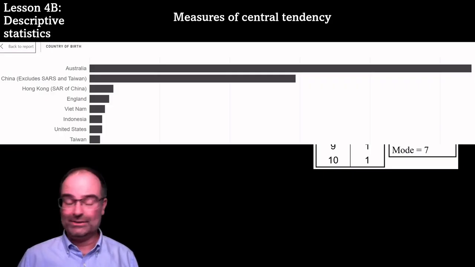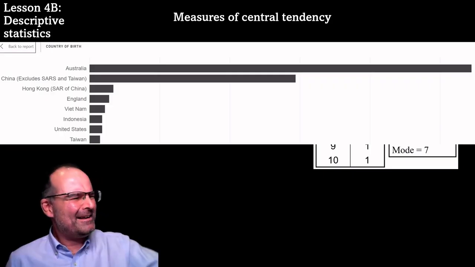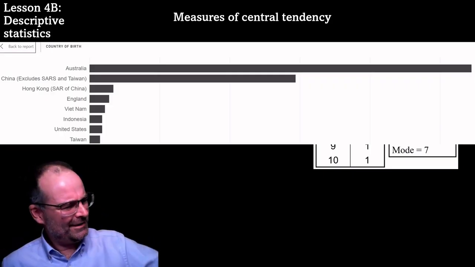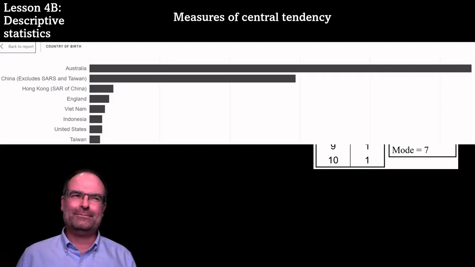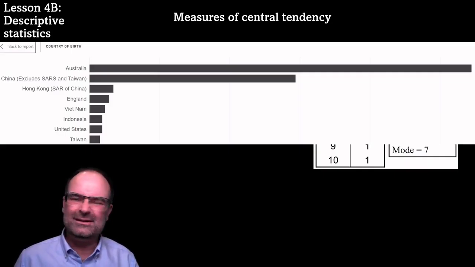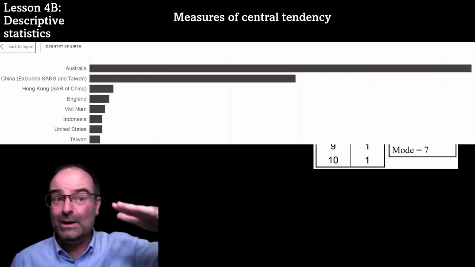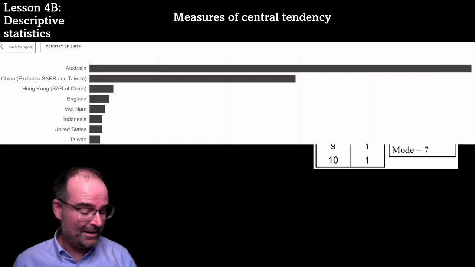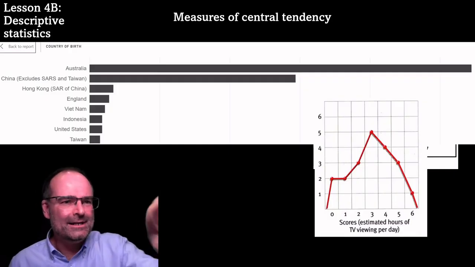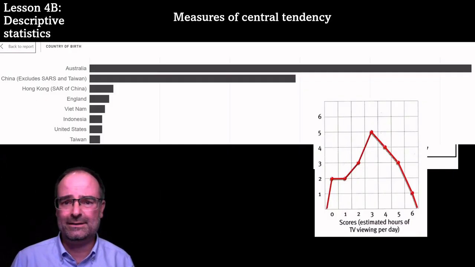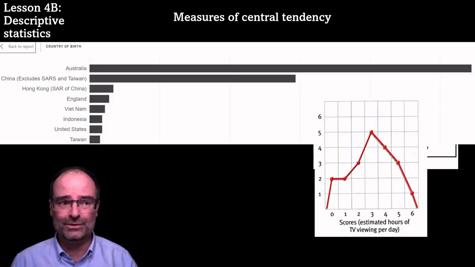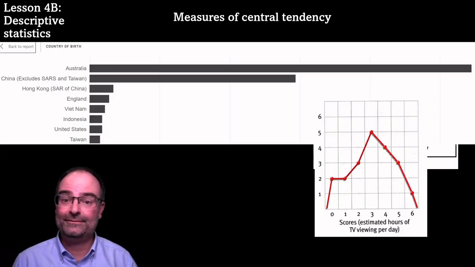That's the mode. And the fact that I have cut this off after Taiwan tells you almost immediately that one problem with the mode is that you don't need to look at all the scores. You don't need to take into account all the scores. You literally can't. You are literally just hacking off the top part of the distribution. The mode here, TV viewing per day, the mode is 3. It's the most common score because 3 occurs 5 times.